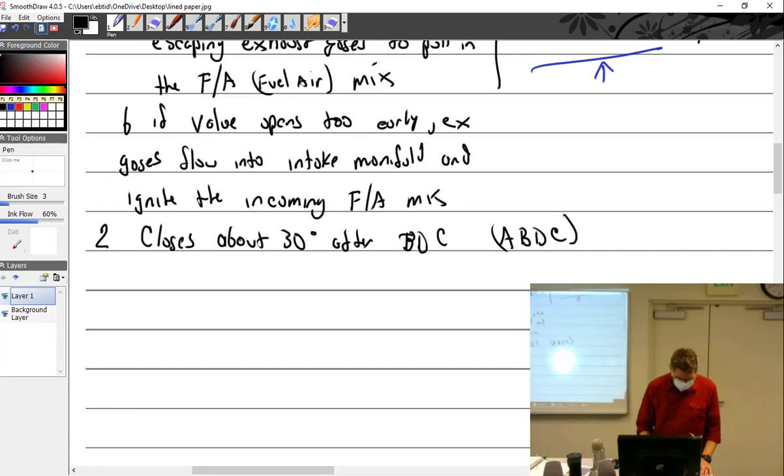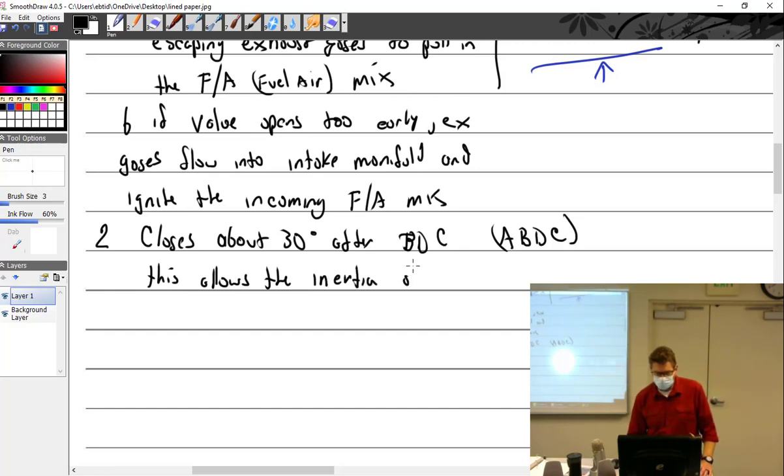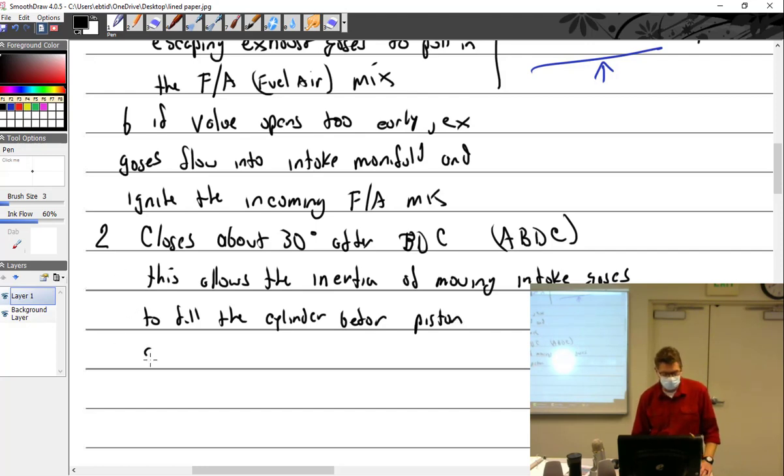All right. This allows the inertia of moving gases, or moving intake gases, to fill the cylinder before the piston starts compressing.